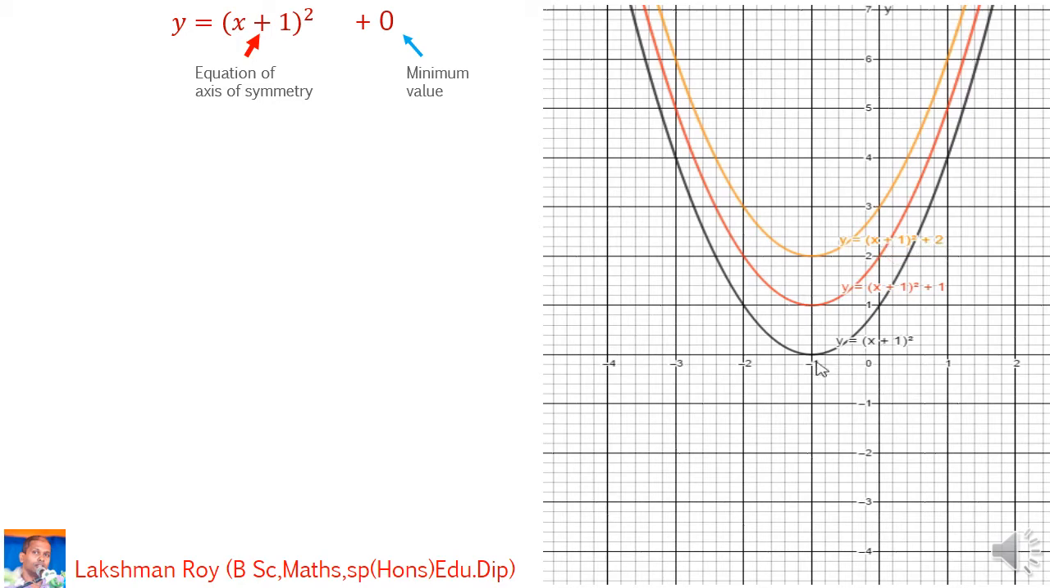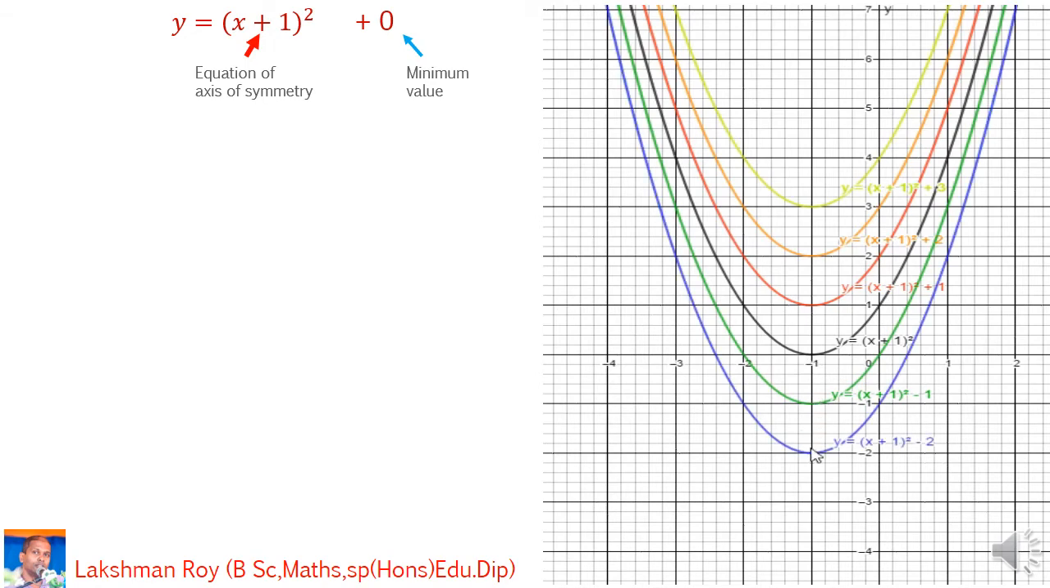Added 2, and x plus 1 remains. Then I move it 3 units upward, and the function is (x plus 1) squared plus 3. That is what happened to the function. Then I move it 1 unit downward along the y-axis, minus 1, and x plus 1 remains. Then I move the black one 2 units downward: x plus 1 remains, minus 2.